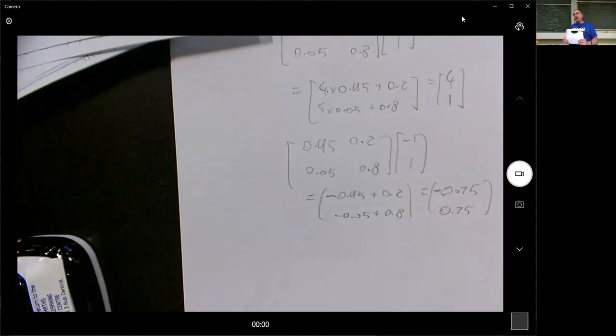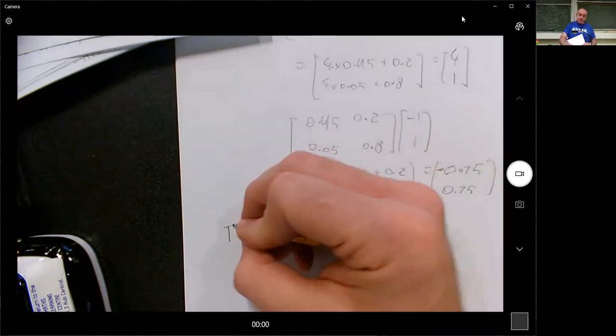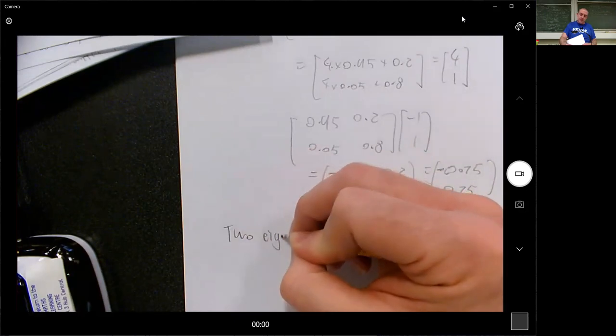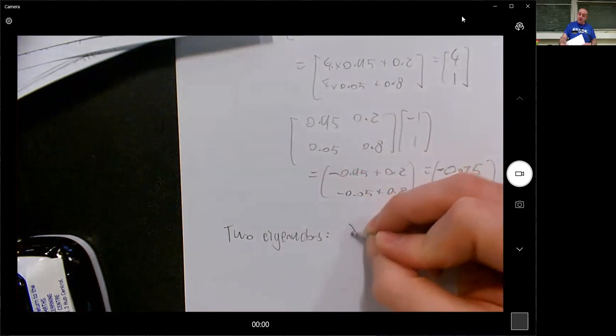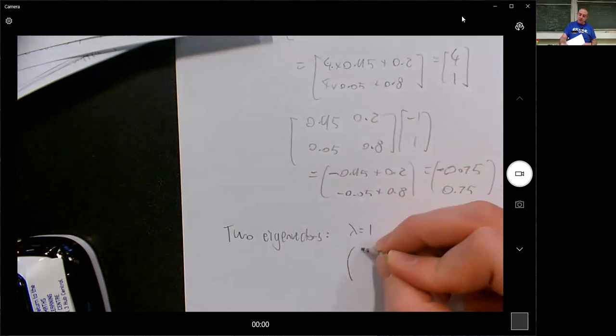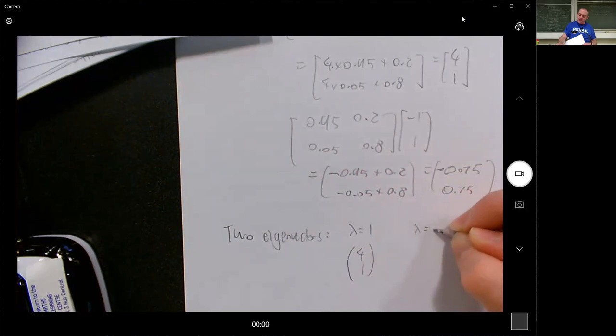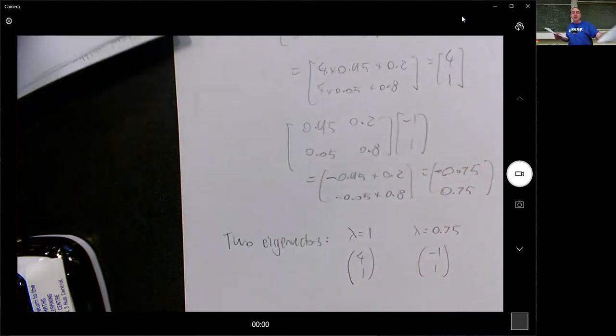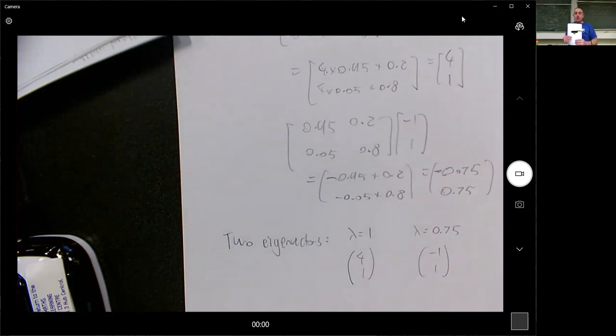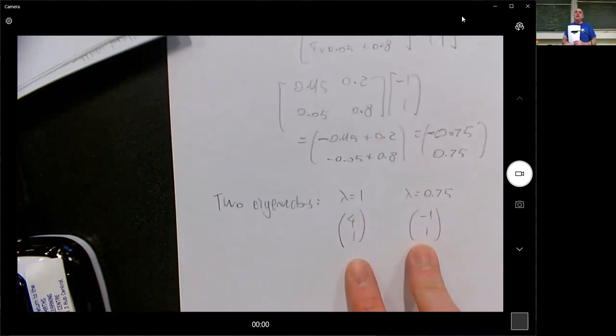So here's the thing. Two possible eigenvectors for different eigenvalues. If lambda equals 1, I can choose 4, 1. And if lambda equals 0.75, I can choose minus 1, 1. So I'm just picking one eigenvector for each eigenvalue. Those two vectors are linearly independent. That's a word we've got in this thing, yeah?